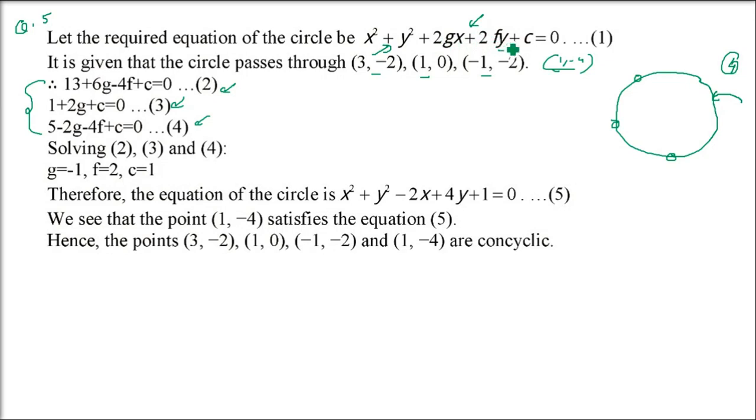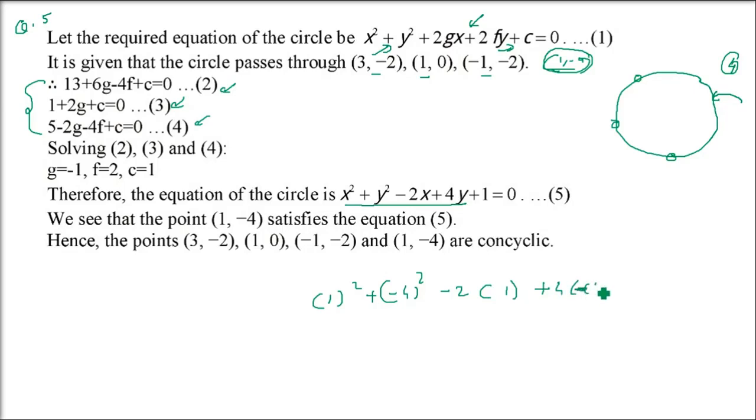x squared plus y squared plus 2gx plus 2fy plus c, we are putting g as minus 1, f as 2 and c as 1. When we put these in, we make the equation. Now put 1 and minus 4 and see whether this point satisfies the equation. If it satisfies the equation, then the fourth point is also on the circle. So I'm putting 1 and minus 4 here. So what do you get?